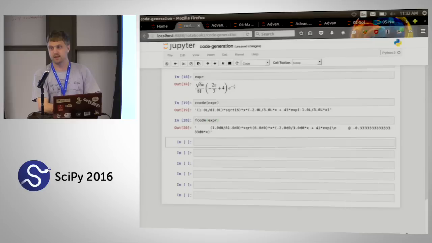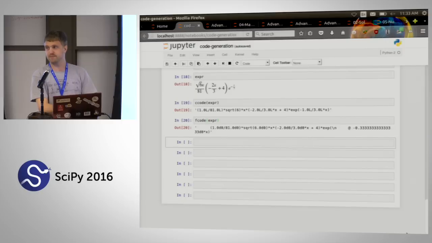And so this is a good way to use SymPy to basically do your math, and then once you've done that, you use the code generation to get very fast forms of those expressions, which you can evaluate or insert into some other larger program that you're compiling.